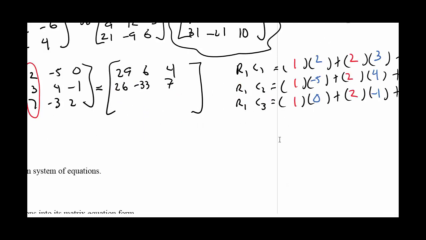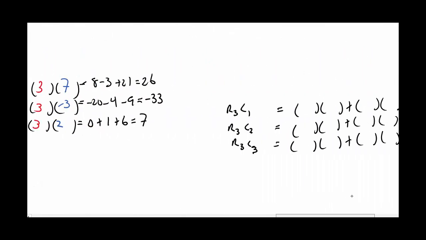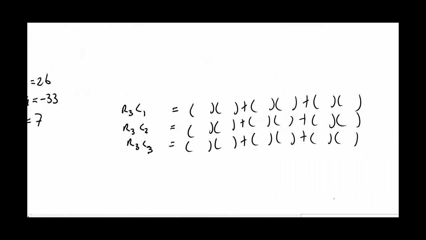Okay, so that's our matrix so far. And now we need our third row, which is the 5, -6, and 2. All right, so come over here to my set of blanks. So 5, -6, and 2.